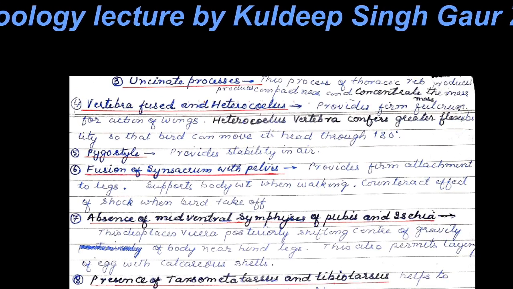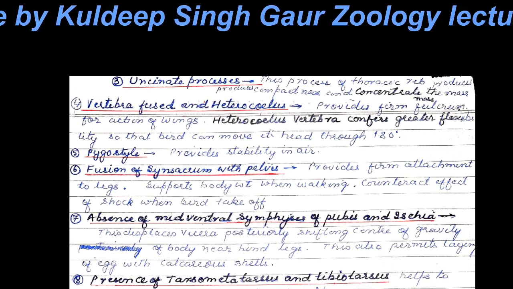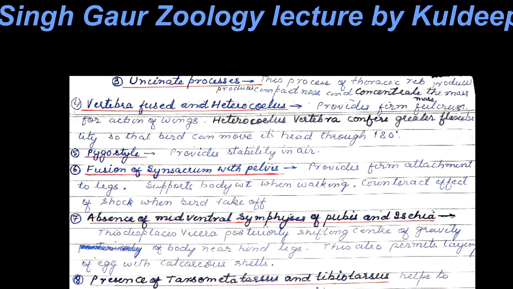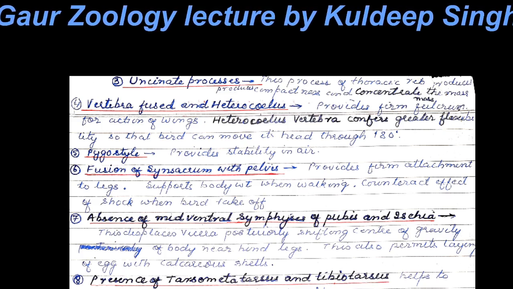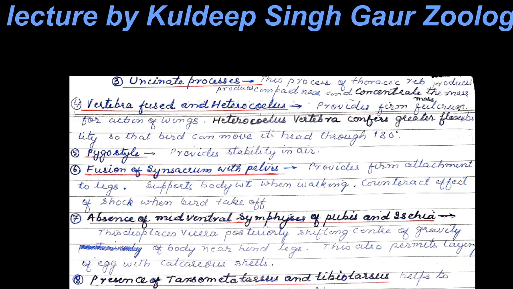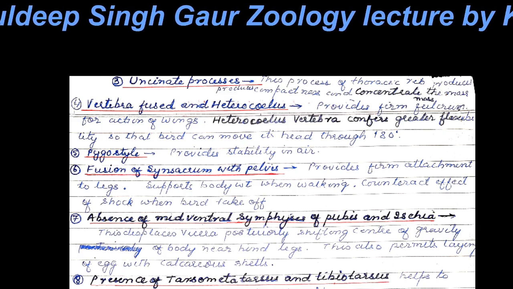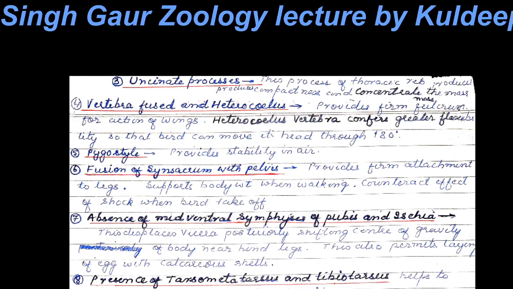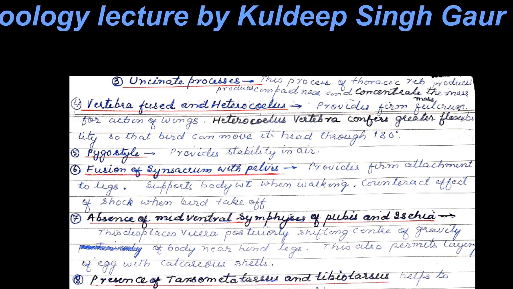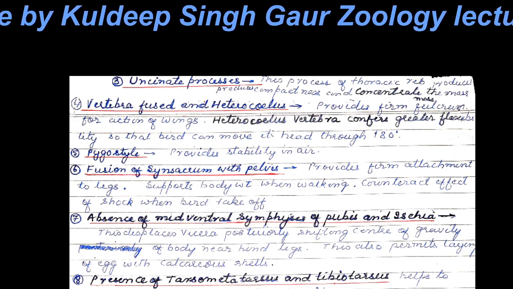Then continuing, they have an uncinate process. This process of the thoracic rib produces compactness and concentrates the mass of the flight muscles at the breast. Their vertebrae are fused and heterocoelous, which provides a firm fulcrum for actions of wings. Heterocoelous vertebra confers greater flexibility so that the bird can move its head through 180 degrees. Otherwise, it would not have been possible.